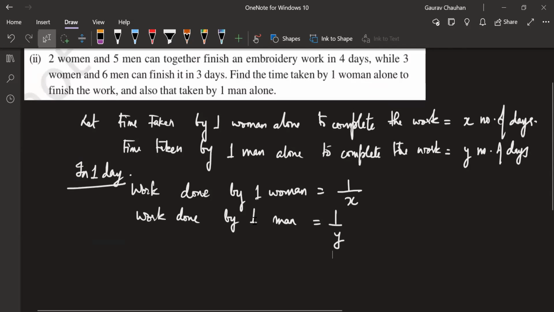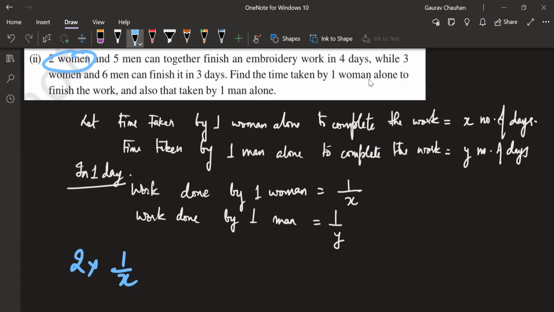Okay. So now here, now you see, in one day, if one woman is doing 1 by X work, two women will do how much work? Nishchay, one woman is doing 1 by X, two women will do how much? 2 by X, or 2 into 1 by X, correct? One man is doing 1 by Y, 5 men will do how much? 5 into 1 by Y, correct?